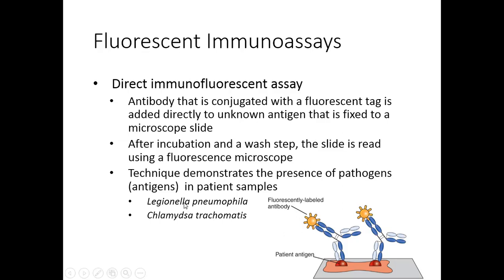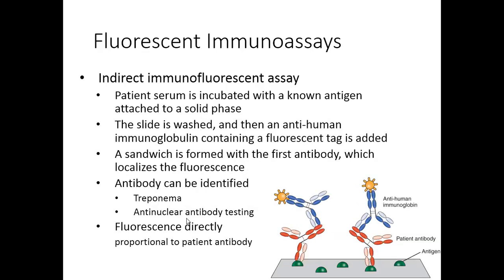We use it for a couple of things, Legionella pneumophila and Chlamydia trachomatis are a couple of the things that we can look at there. Really rapid identification of microorganisms. Pretty easy to do, but it does require specialized equipment, so not every lab does it. Indirect immunofluorescence.